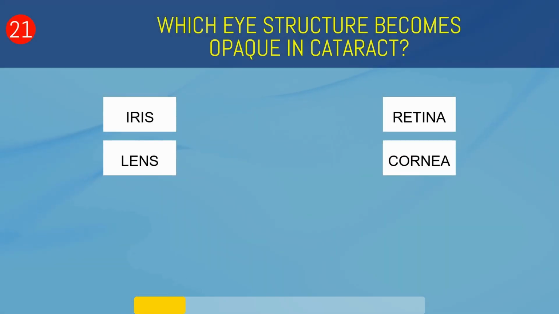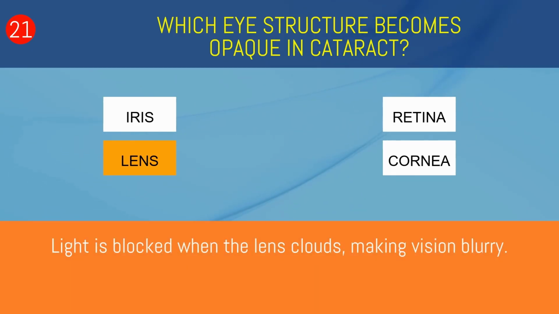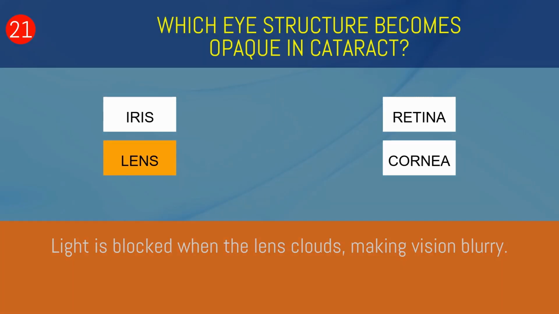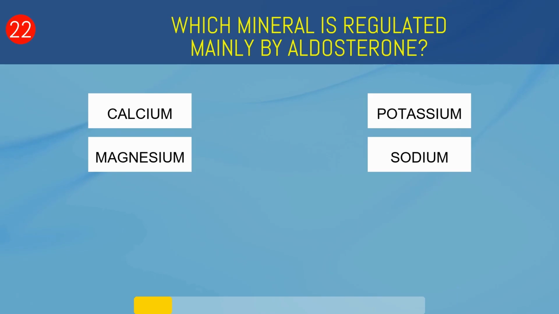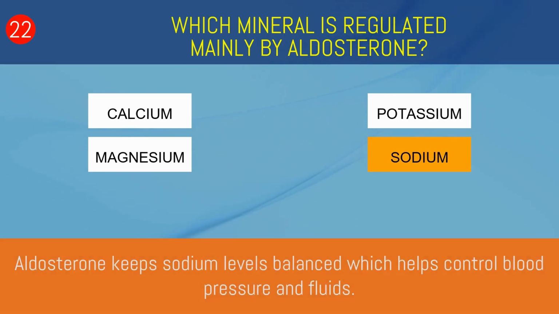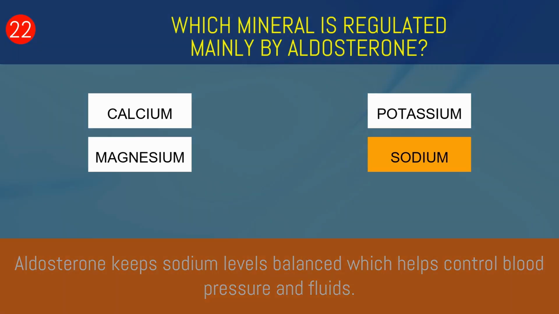Which eye structure becomes opaque in cataract? Iris, lens, retina, or cornea? Lens. Light is blocked when the lens clouds, making vision blurry. Which mineral is regulated mainly by aldosterone? Calcium, magnesium, potassium, or sodium? Sodium. Aldosterone keeps sodium levels balanced, which helps control blood pressure and fluids.